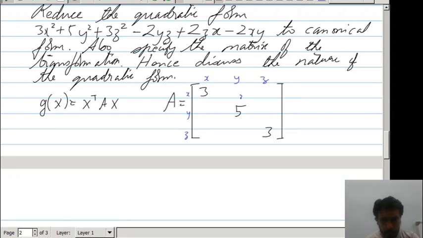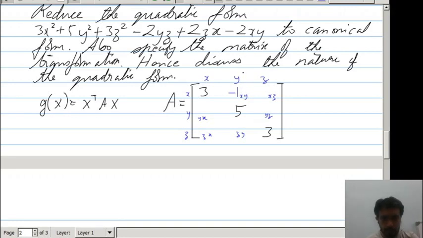Now this position corresponds to xy. This is xz, yx. This position corresponds to yz, zy, zx. So we split the coefficients equally among the corresponding positions.